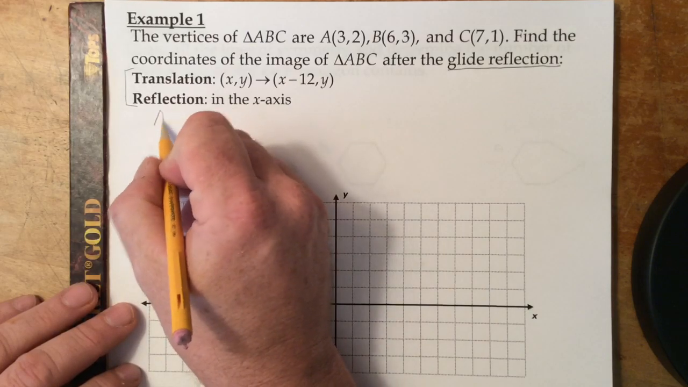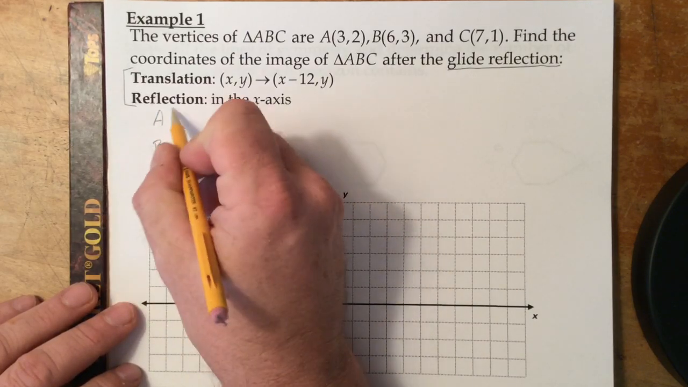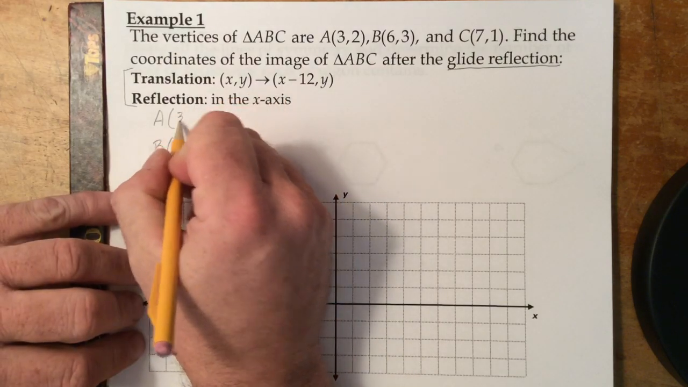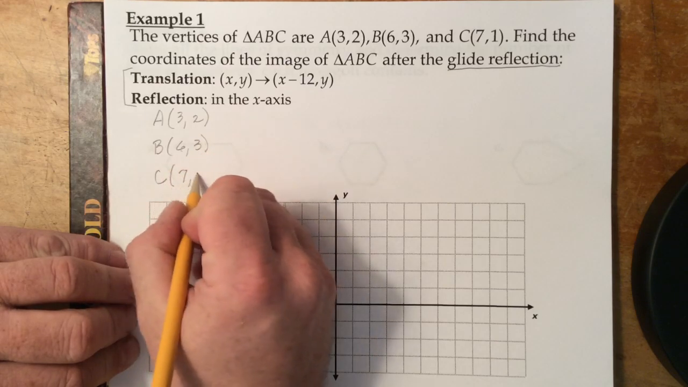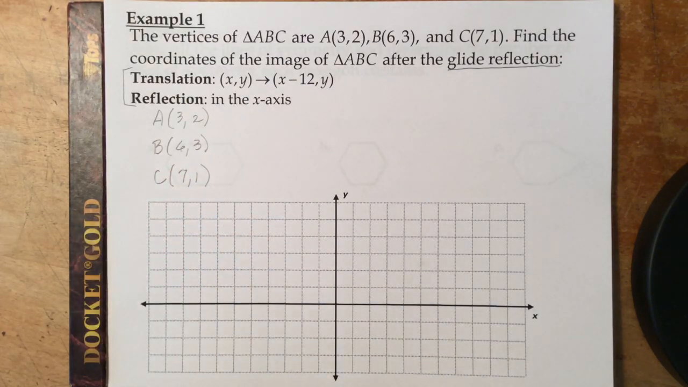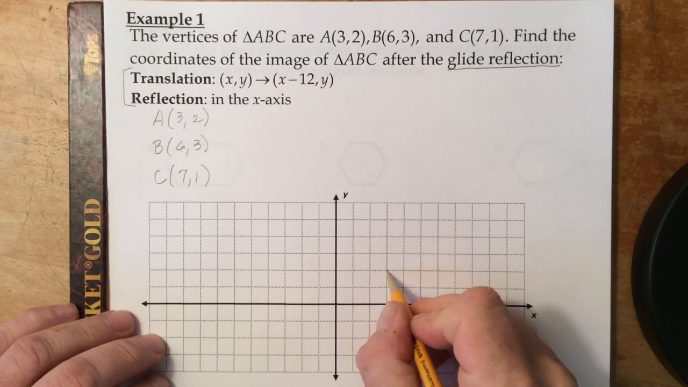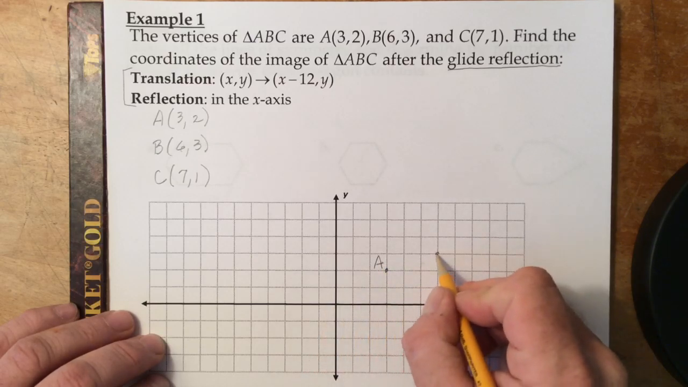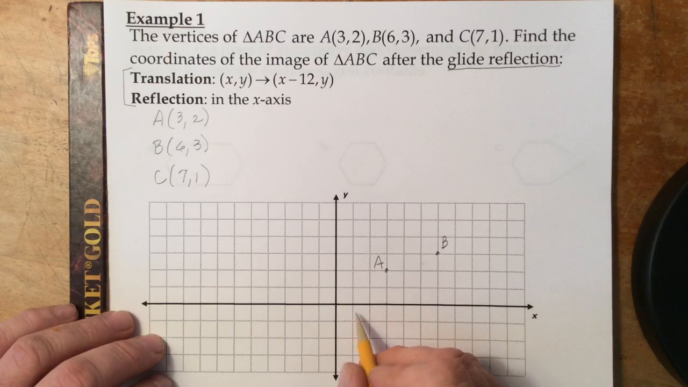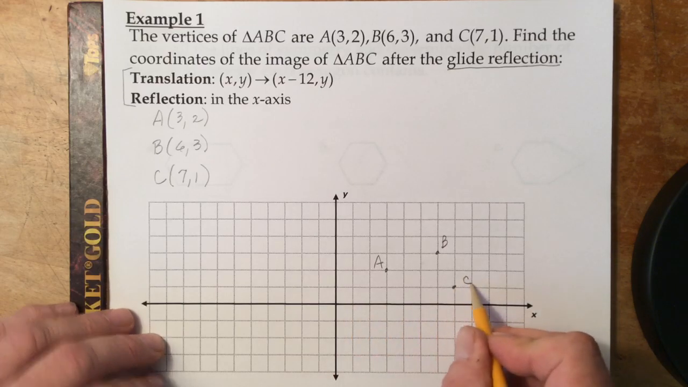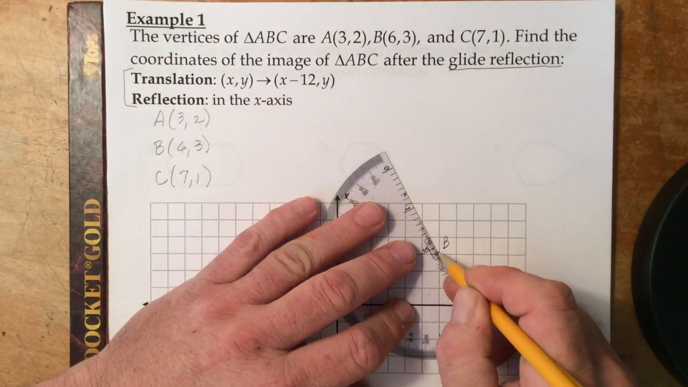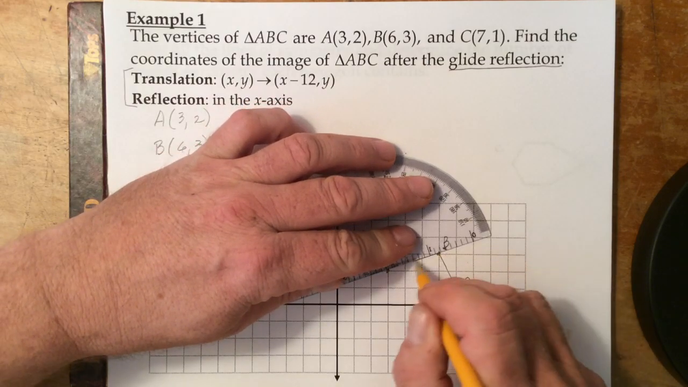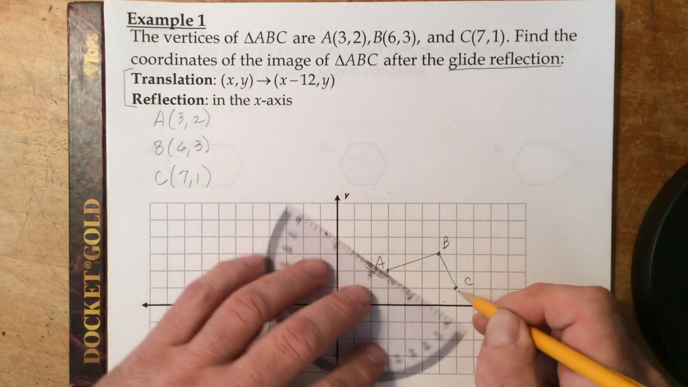And so we start with the triangle's vertices, A, B, and C. A at 3,2, B at 6,3, and C at 7,1. Graph those points and draw the triangle. A is at 3,2, B is at 6,3, and C is at 7,1. In a glide reflection, that particular composition is always a translation followed by a reflection.